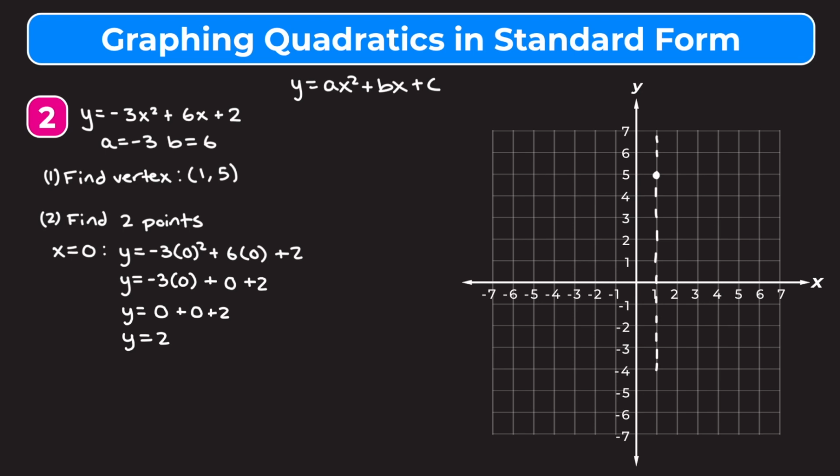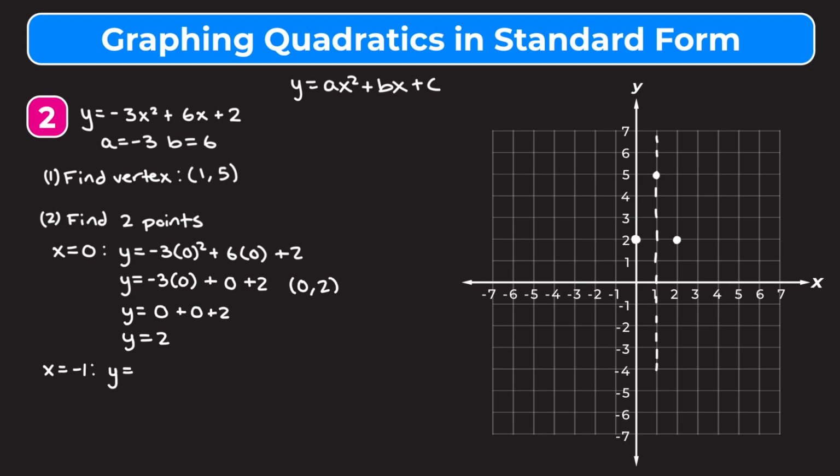So we have the point 0, 2. So I'll go ahead and plot that. And we want to just reflect that across the axis of symmetry. So we'll also have the point 2, 2. And now let's just plug in one more number. So I'm going to plug in x equals negative 1.